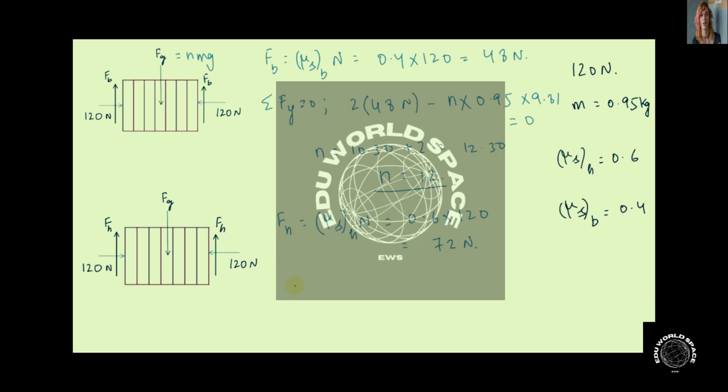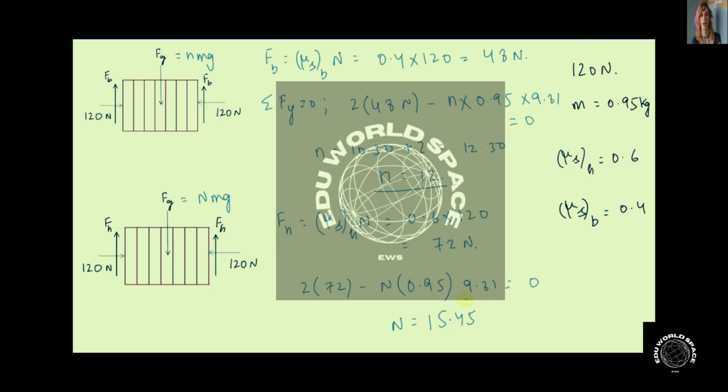Now next we'll be considering the same condition, that is sigma Fy equals to 0. So 2 times Fh we have 72 minus this is the Fg force, that is the gravity force. So again we are taking the number of books, let it be capital N this time, times mg. So N we have to calculate, m we have 0.95 kg, times g we have 9.8 meter per second square, and it will be equal to 0. So from here the capital N comes out to be nearly 15.45.